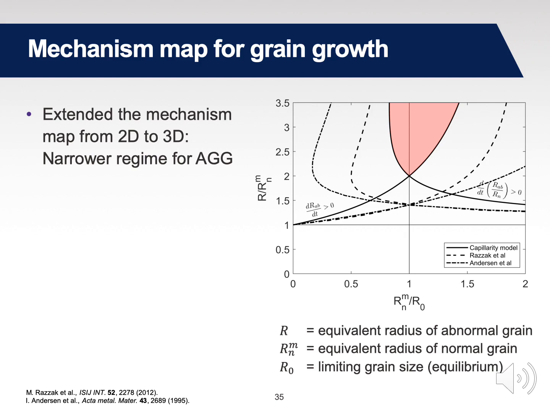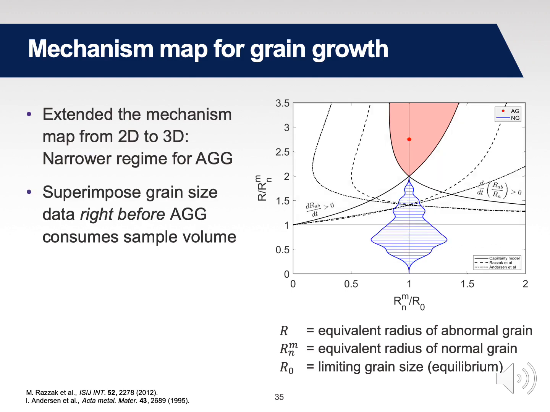So we extended this mechanism map from 2D to 3D. You can see clearly a narrow regime for abnormal grain growth. And what we did was to reconcile our experimental data. We superimposed on this map the grain size data right before abnormal grain growth consumes the sample volume. And so I plot here the normal grains and this abnormal grain, and you see that the abnormal grain is clearly in this region where it should persist to grow and to consume the structure. The normal grains all lie below it.